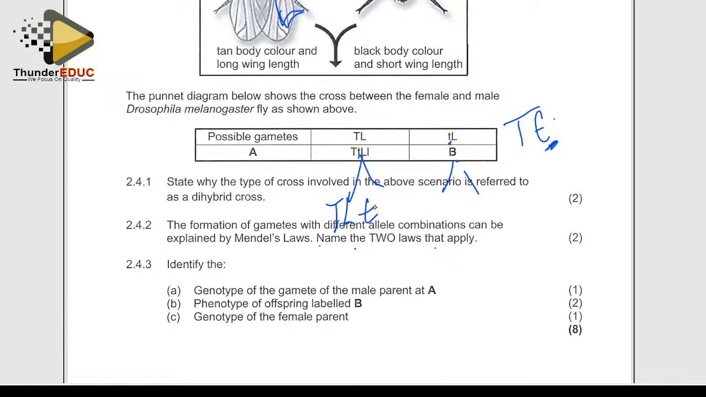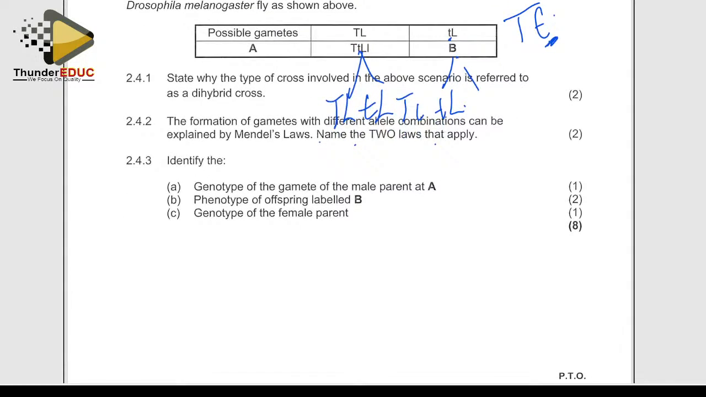They will segregate independently. That's how Mendel also found that there is no influence of one allele by another, an allele in another locus, because these alleles are going to different loci.